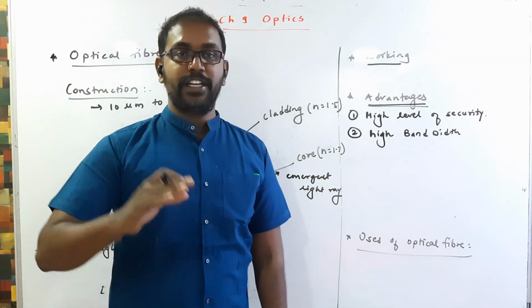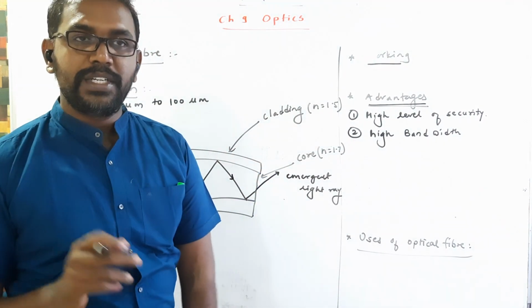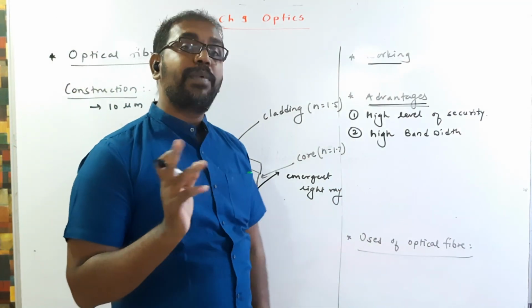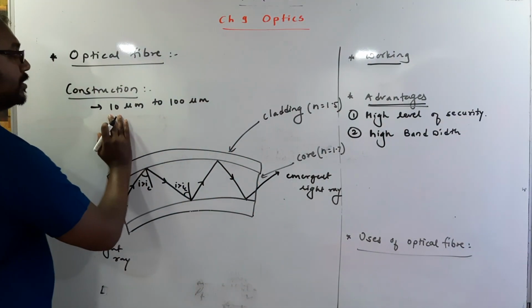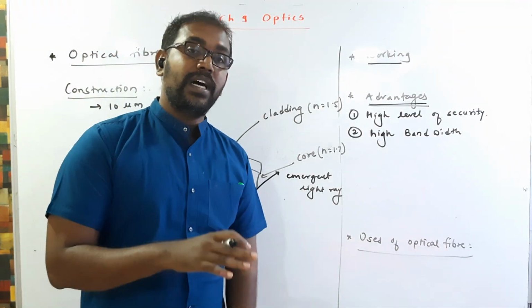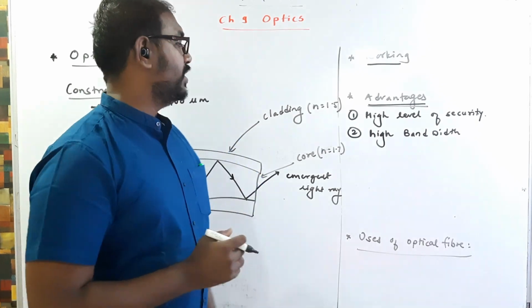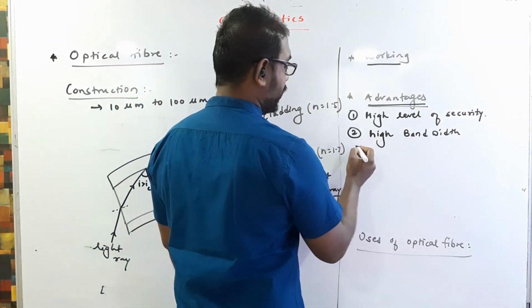200 mega means 10 raised to 6. 200 into 10 raised to 6 hertz. This is the frequency of a single channel. And a single optical fiber, whose diameter is 10 micrometer to 100 micrometer, carries over 90,000, larger than 90,000 TV channels. So it has a very high bandwidth.